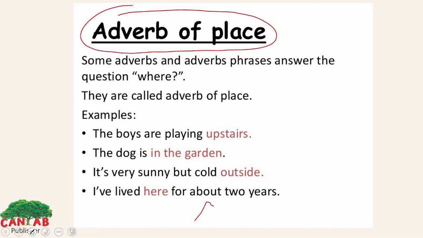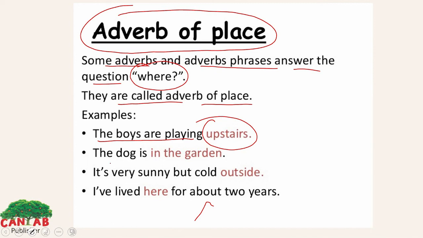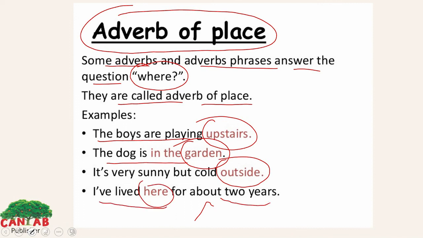It tells you where the action is done. Some adverbs and adverb phrases answer the question where the action is done. They are called adverbs of place. Like the boys are playing upstairs, the dog is in the garden, it's very sunny but cold outside, I have lived here for about 2 years. Upstairs, in the garden, outside, and here are examples of adverbs of place. It's telling you where the action is happening.